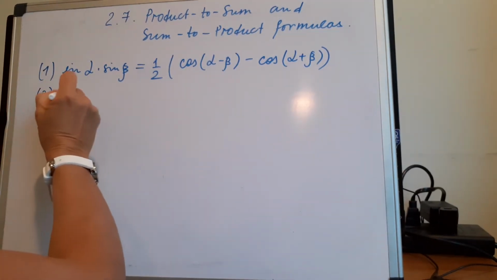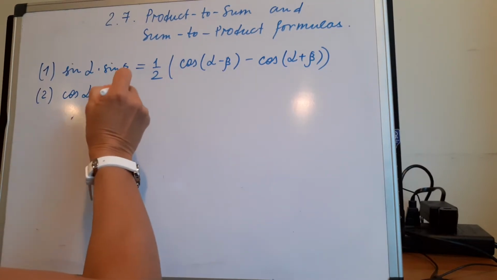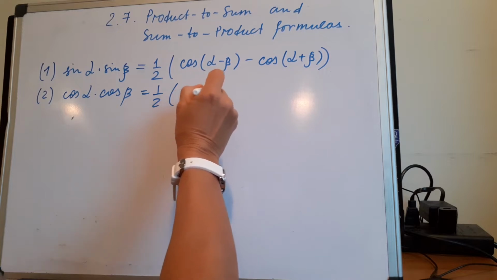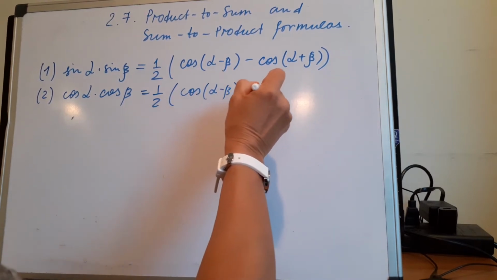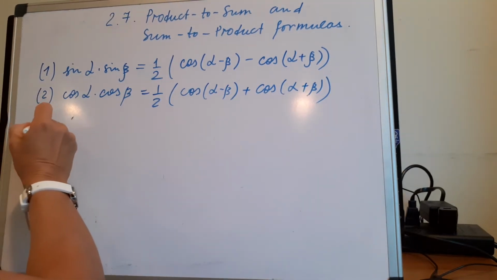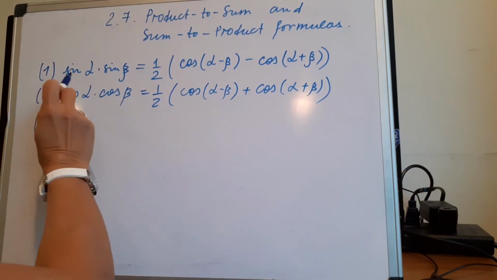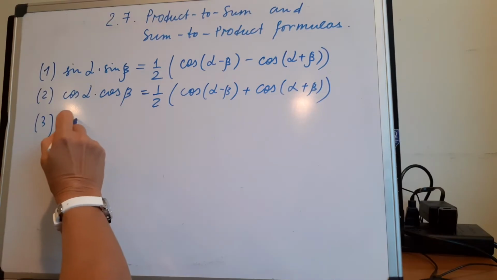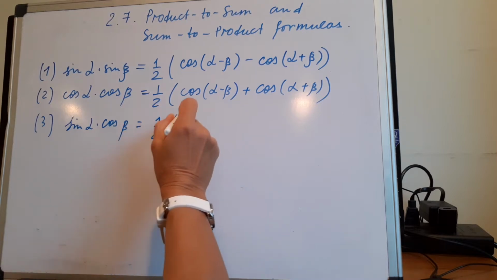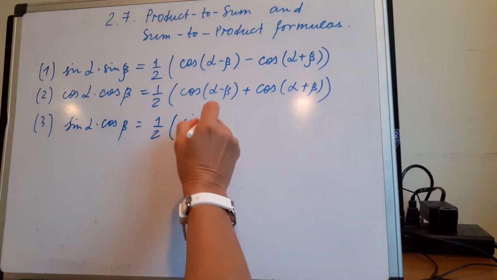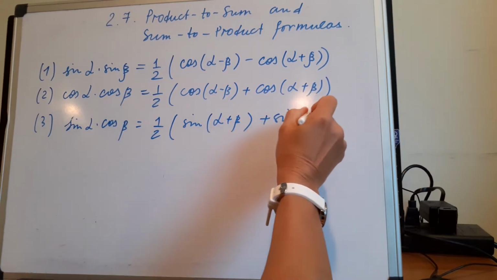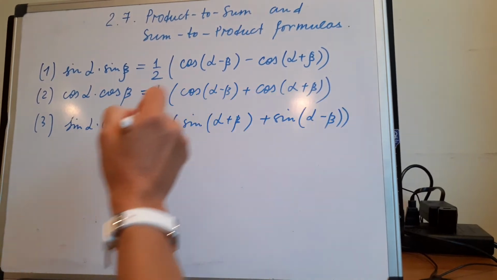More formulas. How to convert cosine and cosine into the sum or difference. Cosine of alpha minus beta plus cosine of alpha plus beta. And the last one is going to be a mixed product here. Now we are going to have a sine and a cosine. And that's 1/2. And that's going to be sine of alpha plus beta plus sine of alpha minus beta.